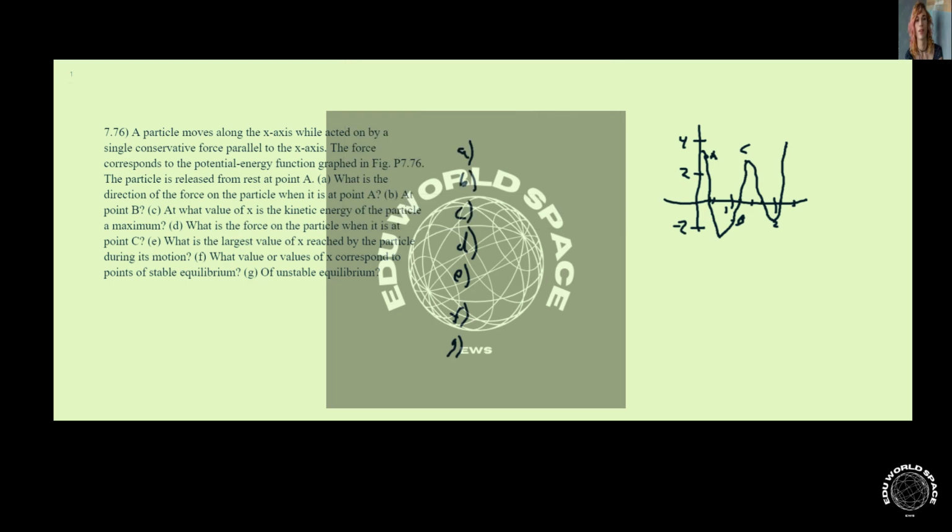Problem 776, we have a particle that is moving along the x-axis with a single conservative force parallel to the x-axis. We're given a force corresponding to the potential energy function, which is graphed here. It's a very poor graph, but you can look in the text for the one that looks better. The particle is released from rest at point A, and we're asked some questions about it. What is the direction of the force on the particle when it's at point A?